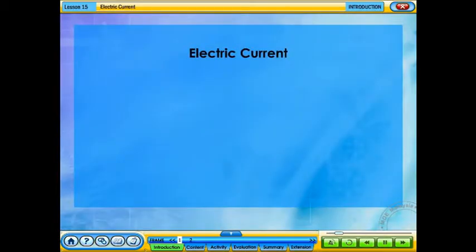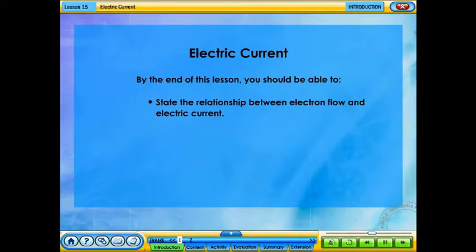Electric current. By the end of this lesson, you should be able to state the relationship between electron flow and electric current. Define electric current.